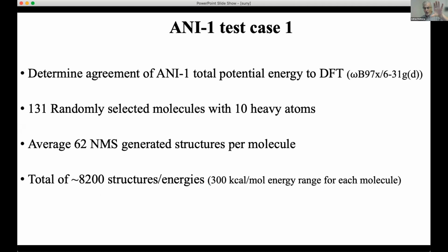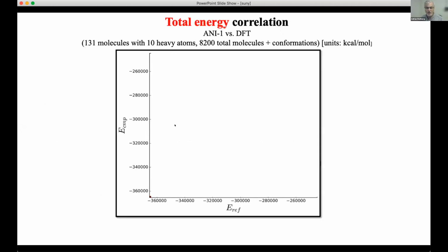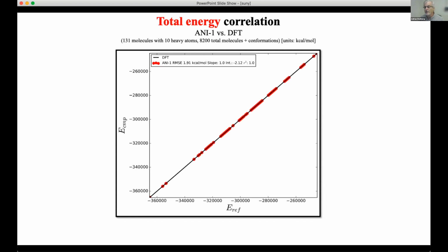But then we took those structures and we fed them to the network. So what I'm going to show you here is this. It's going to be 8,200 points, all molecules with 10 heavy atoms. On the x-axis is the total energy that comes from quantum chemistry, from the high level DFT level of theory. On the y-axis is going to be the prediction from the network. And this is all in kilocalories per mole. So these are big negative numbers. And that's what you get. So the prediction is essentially an error of about a kcal or 2.